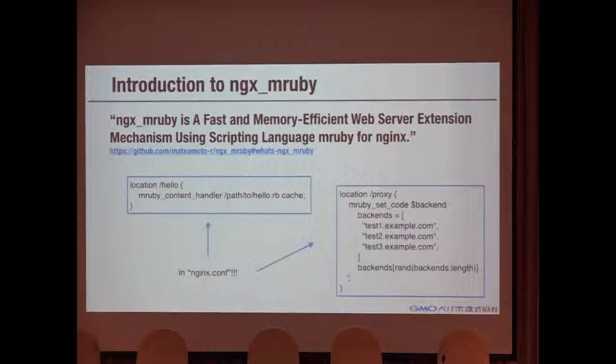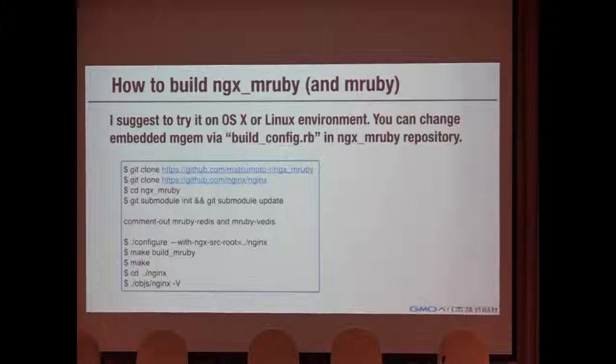This is an Nginx configuration file. It has pure Ruby code inside the Nginx configuration file through ngx_mruby. You can try ngx_mruby on OS X or Linux. This list is the minimum instruction for trying ngx_mruby.